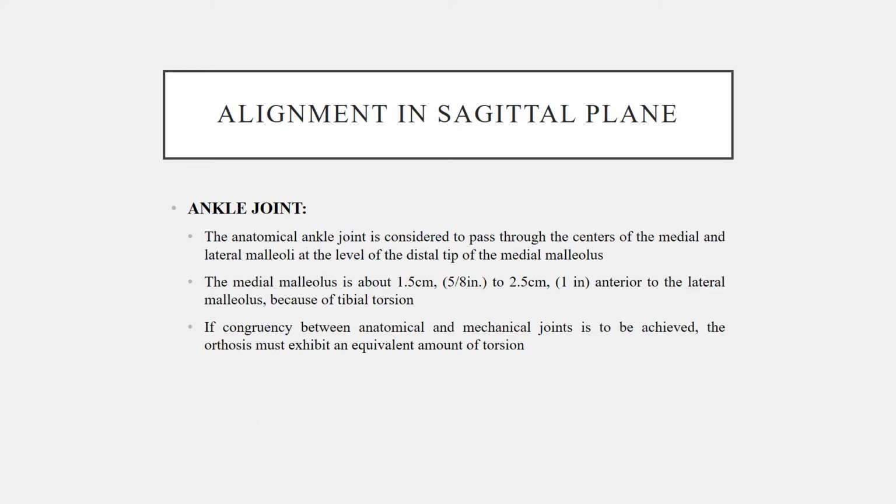The anatomical ankle joint is considered to pass through the centers of medial and lateral malleoli at the level of distal tip of medial malleolus. The medial malleolus is about 1.5 cm, which is 5/8 inch, to 2.5 cm, which is 1 inch, anterior to the lateral malleolus because of tibial torsion. If congruency between anatomical and mechanical joints is to be achieved, the orthosis must exhibit an equal amount of torsion.